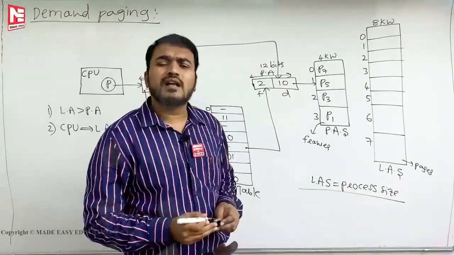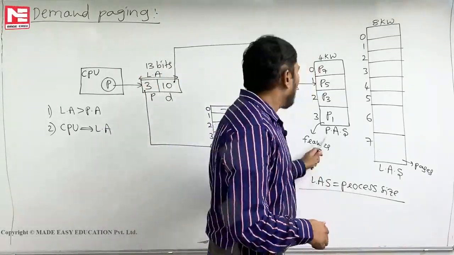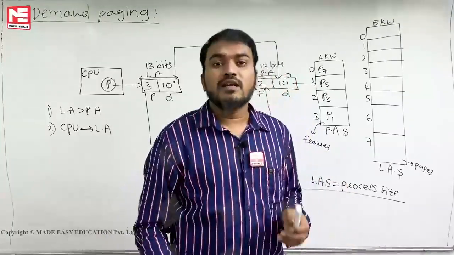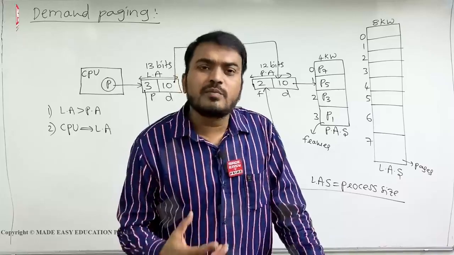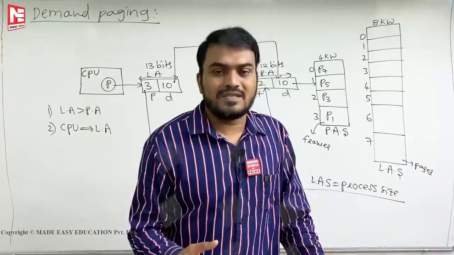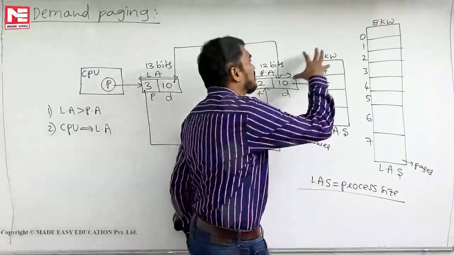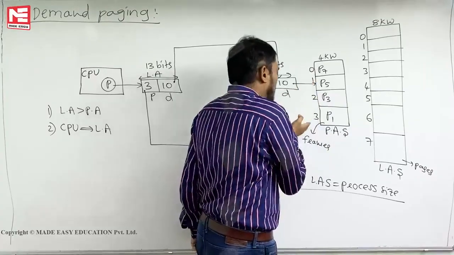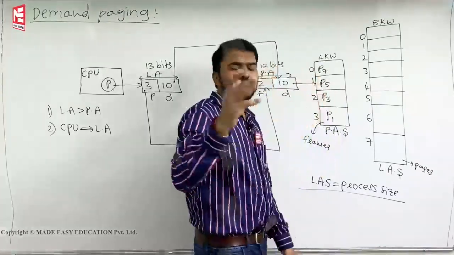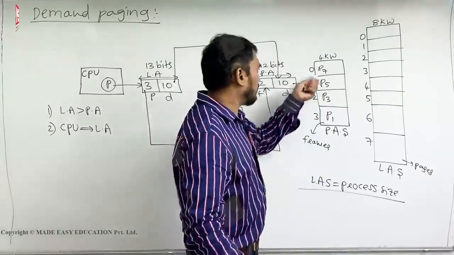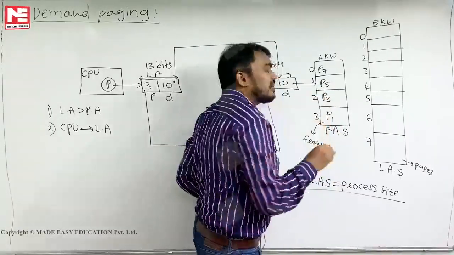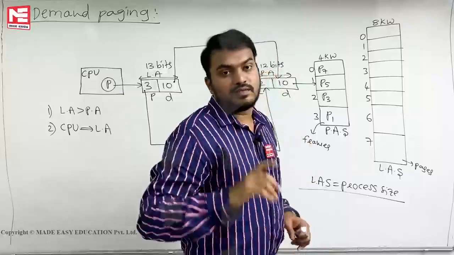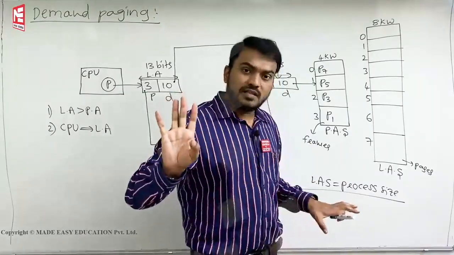What is the meaning of PAS? PAS means the actual main memory allocated to the process. It means how much memory is allocated to the process here. That is 4 frames, which means 4 KB. For example, 4 KB of memory is allocated. So this is the actual main memory allocated to the process. Is this point clear?